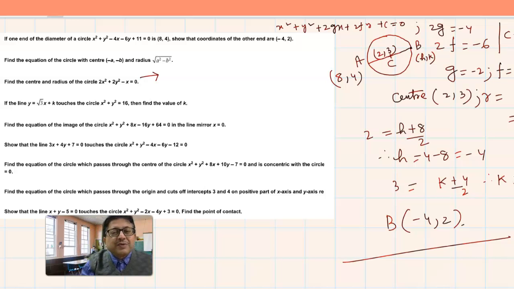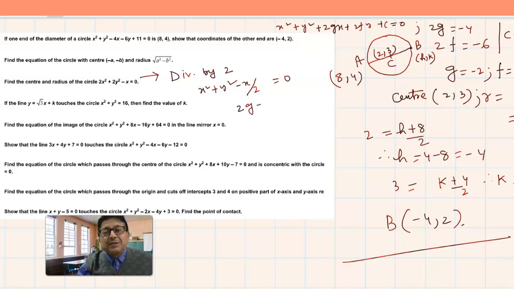The equation is 2x square plus 2y square minus x equal to 0. So first, whenever you get an equation of this kind, you divide both sides by 2. So dividing by 2, what do you get? x square plus y square minus x by 2 equal to 0. So compare with x square plus y square plus 2gx plus 2fy plus c equal to 0. 2g is going to be what? Minus one half, it is the coefficient of x. 2f is going to be what? This is 0. Here you get g equal to minus 1 by 4.